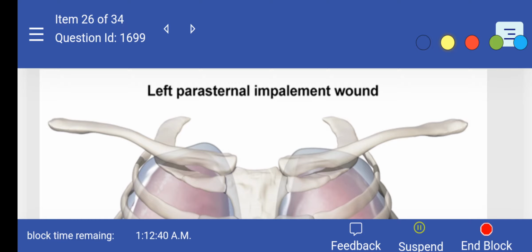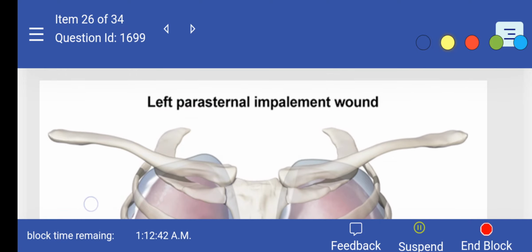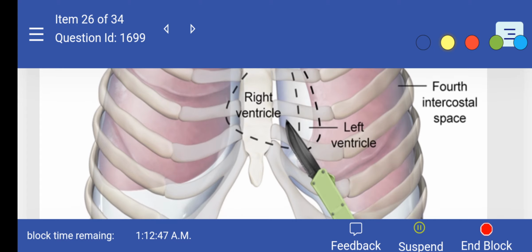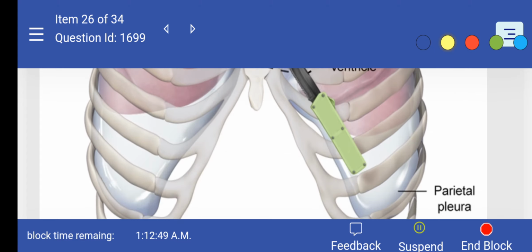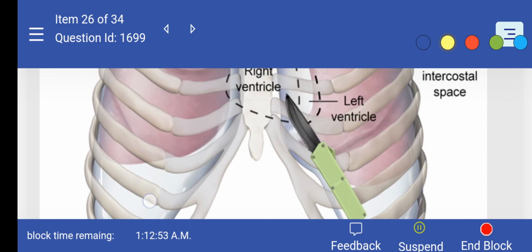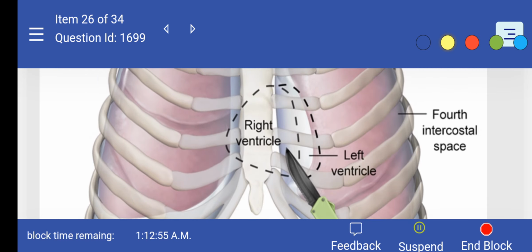So if we have a left parasternal impalement wound, let's say in the fourth intercostal space, that would spare the parietal pleura, right? Because there is no middle lobe on the left side in the fourth intercostal space.